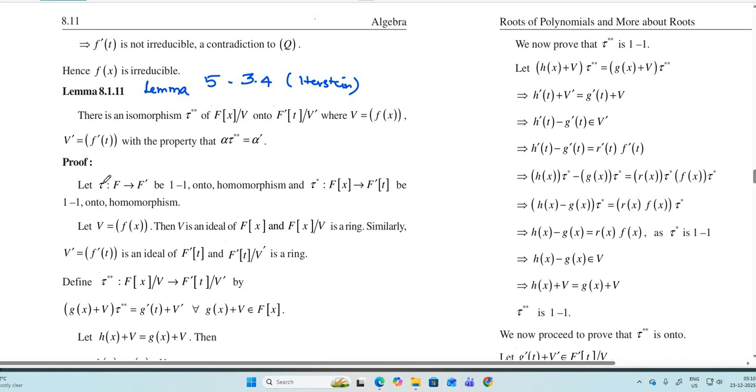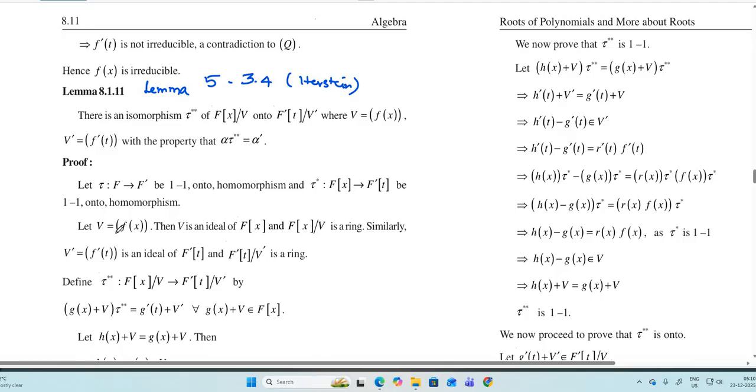So first we know that tau from F to F' is a one-to-one onto homomorphism, and we produced a mapping tau star from F[x] to F'[t], which is also a one-to-one onto homomorphism. So this is known to us, and with the help of this only we are going to establish this. That is why we are mentioning this.